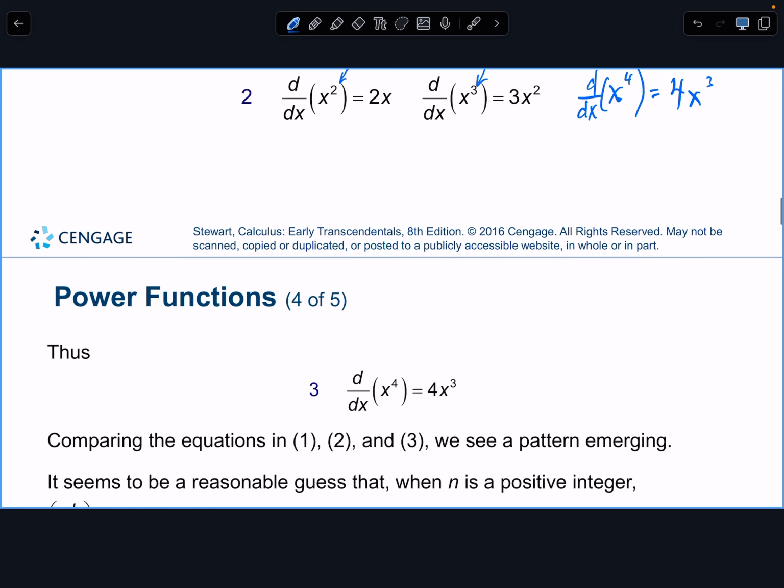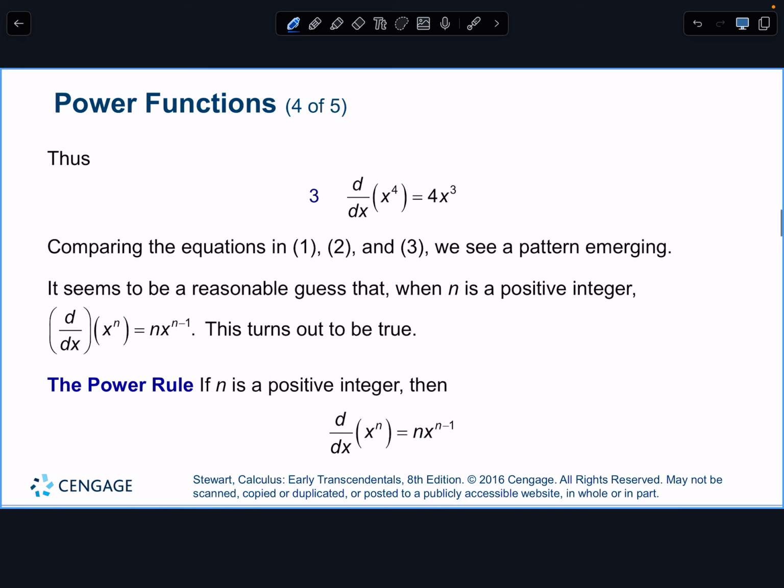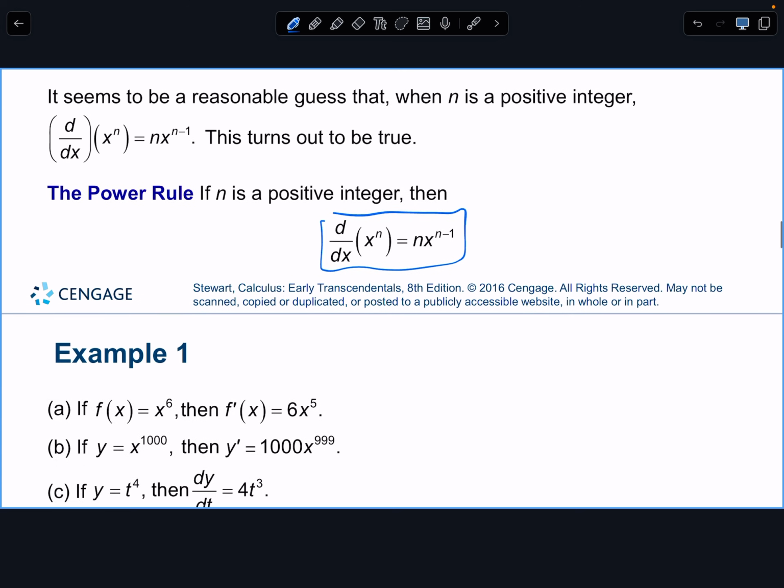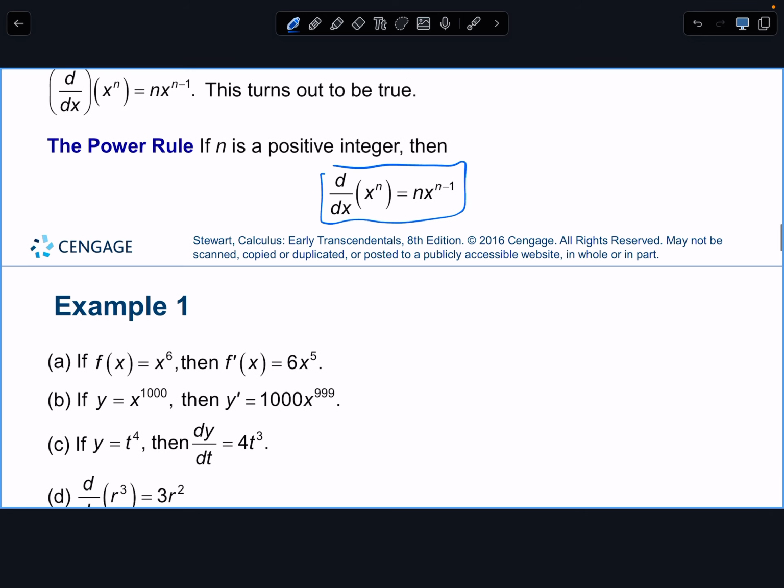And so sure enough, that is what happens. We predicted it. It's true. And here's the rule in general, right? And that's exactly what it's saying. The original n, the exponent, comes in front, becomes a coefficient, and the power drops by 1. This is 3.1.